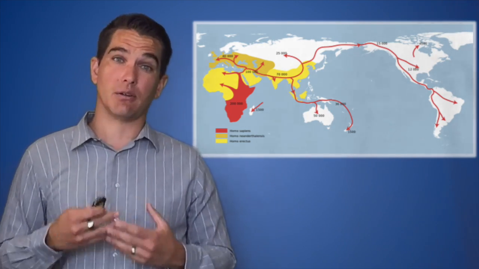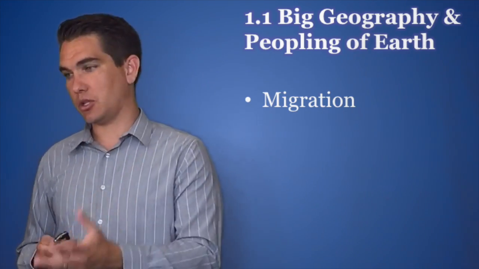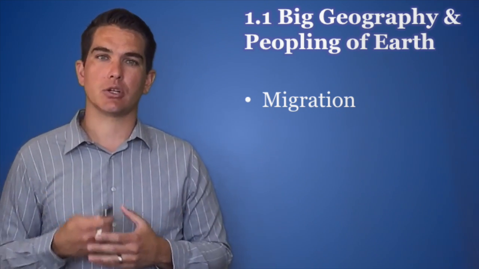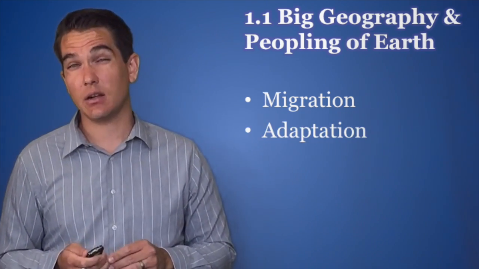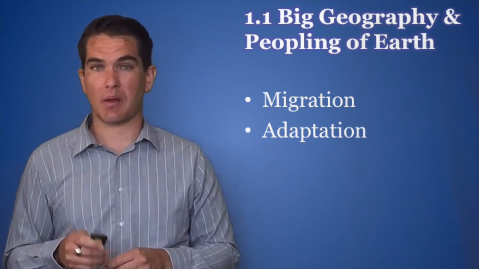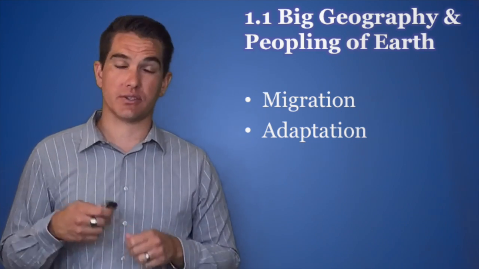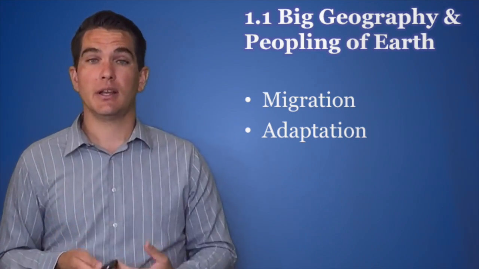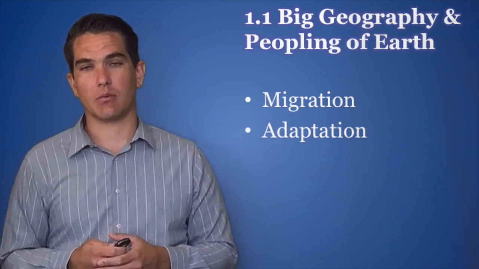Now clearly migration is a huge part of the story that we're going to be able to trace all the way up through today, where migration is a major global issue. The second key idea here is adaptation. Human beings adapt to their local environment, whether it's the desert, the tundra, or the savanna. They're able to manipulate their environment to be successful in all the different climates that the world has to offer.